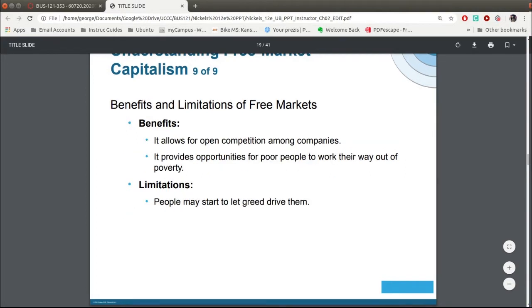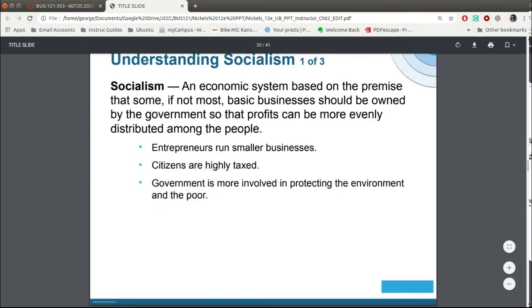You have some benefits and limitations when it comes to free markets. With the benefits of free markets, you have that open competition, and it gives people who are poor the opportunity to work their way out of poverty. Again, they have the opportunity, not a guarantee. The limitation of it is you may have people who let greed get to them. Okay, and there have been various situations of that in the news in the past.